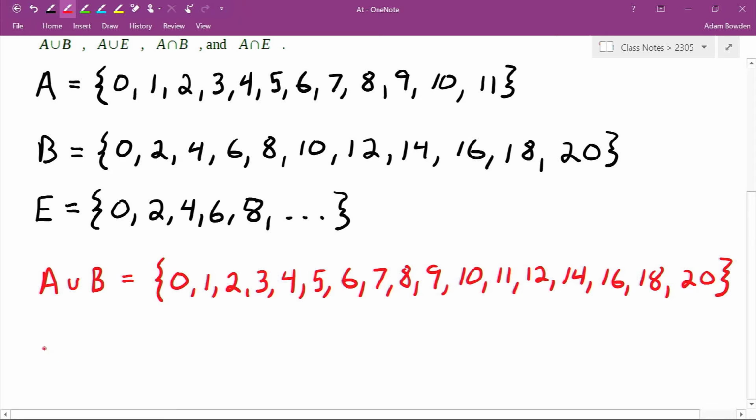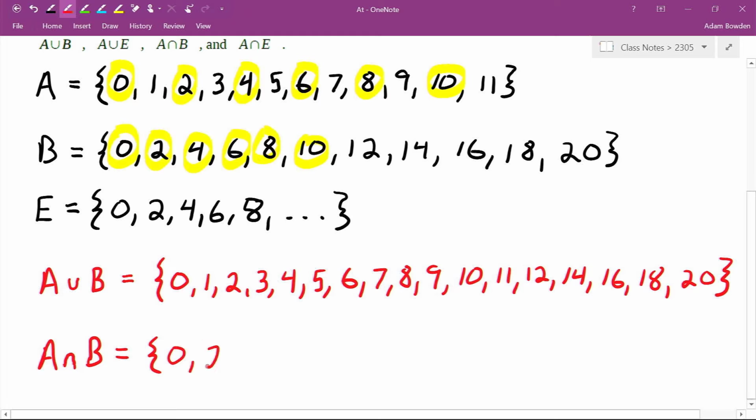Now if we look at A intersect with B, A intersect with B are all the elements in A and B, so only the elements that they share in common. So looking at the sets, the elements that they share in common would be basically the even numbers all the way up to 10. So the A intersect B would contain the elements 0, 2, 4, 6, 8, 10.